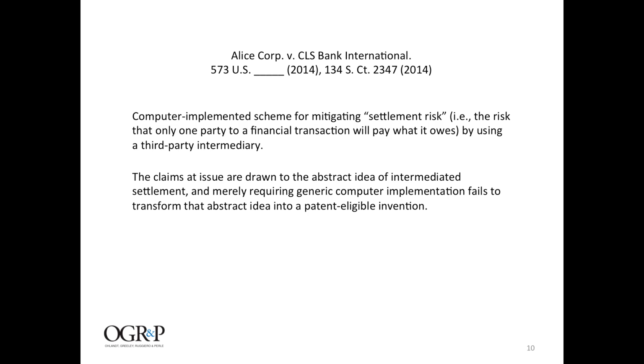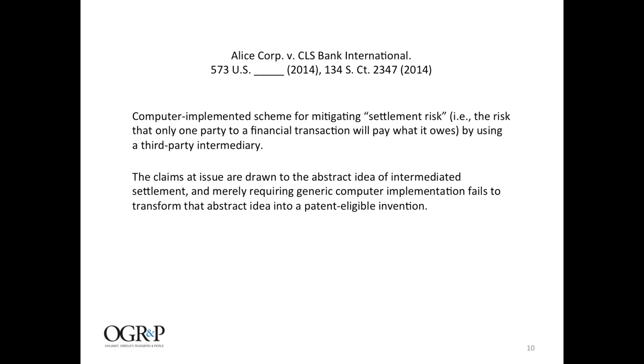Next, slide number 10. Alice. A computer-implemented scheme for mitigating settlement risk, i.e. the risk that only one party to a financial transaction will pay what it owes, by using a third-party intermediary. I don't remember if it was Alice or CLS that owned the patent, but they were the third-party intermediary. Their computer was a computer-implemented intermediary between two other contracting parties, the agent in between that would secure the transaction and make sure that the appropriate party got paid.